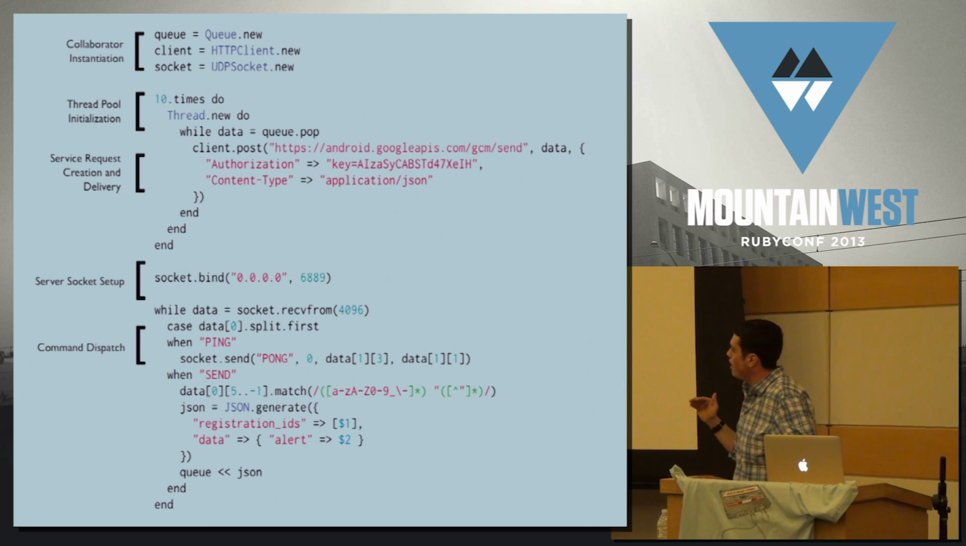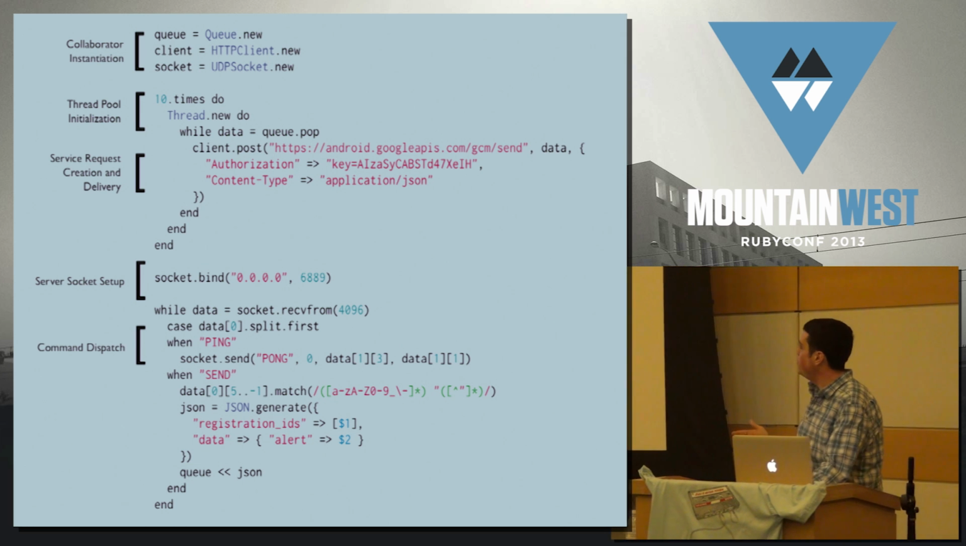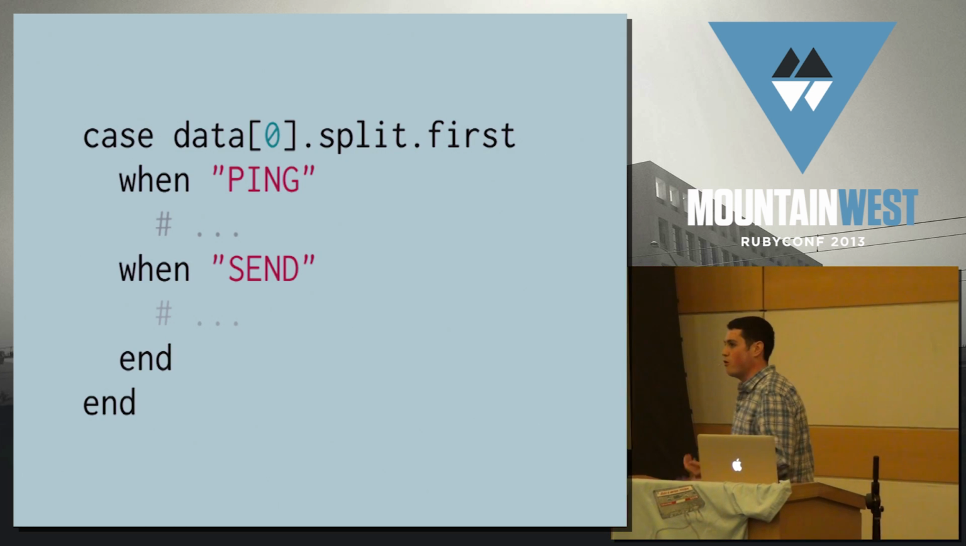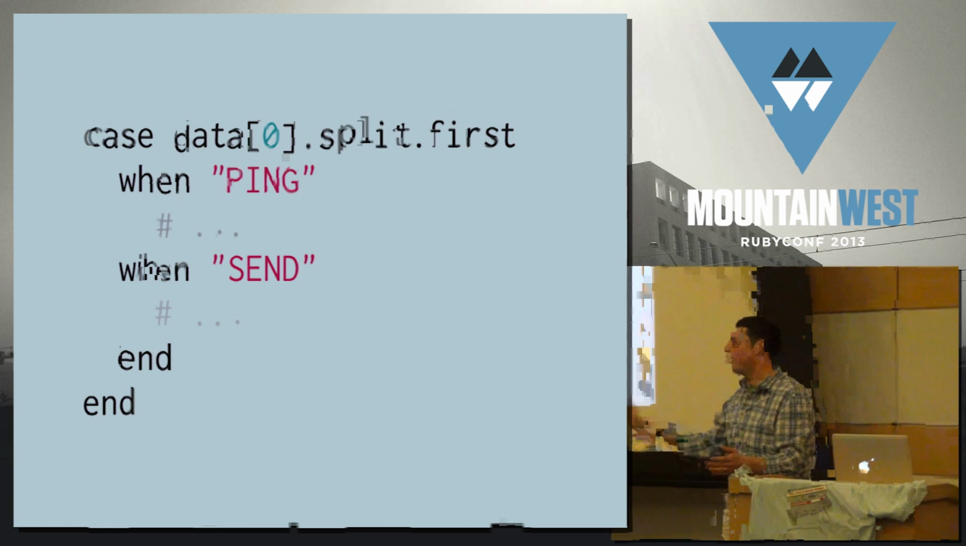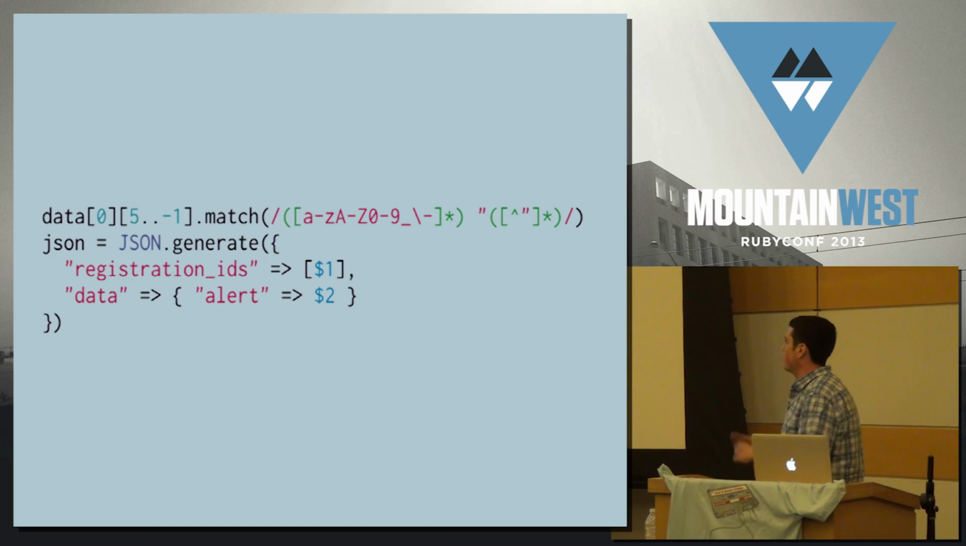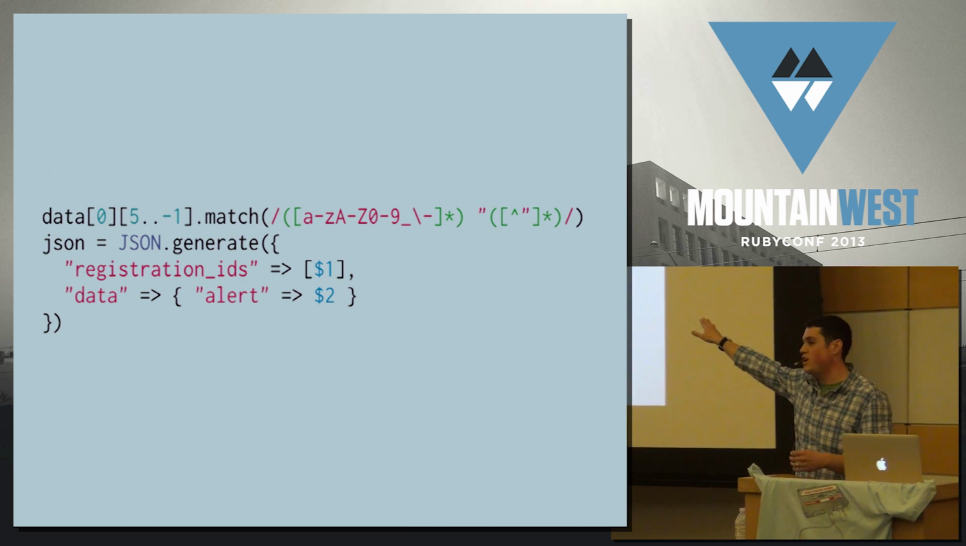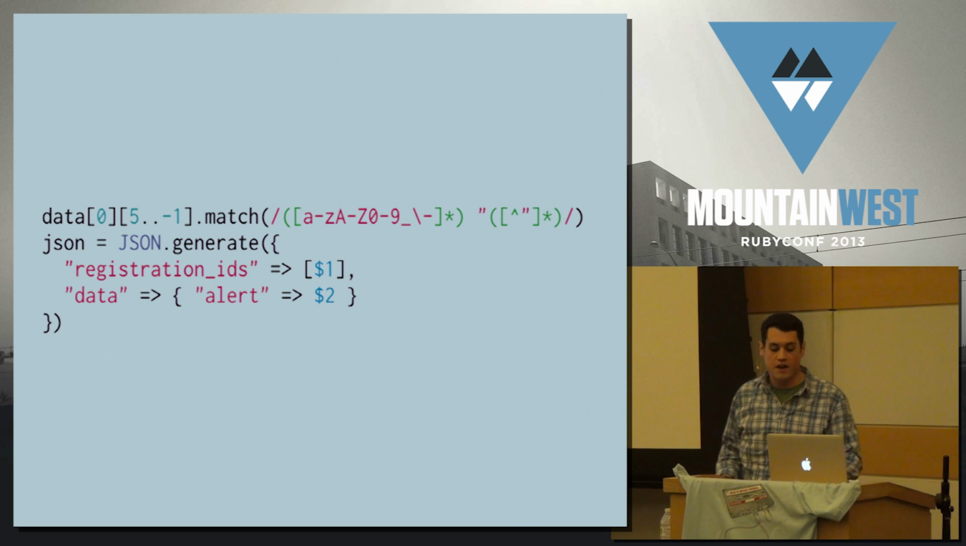Beneath that, we are polling the socket for datagrams, so we're seeing if we have incoming datagrams. If we do, we're then dispatching a command based upon what's in there. If it's ping, we're going to go one way. If it's send, we're going to go the other way. And then finally, in send, we're doing all kinds of gross string gymnastics to extract parameters so that we can create this JSON body that Google expects from us on the other side.